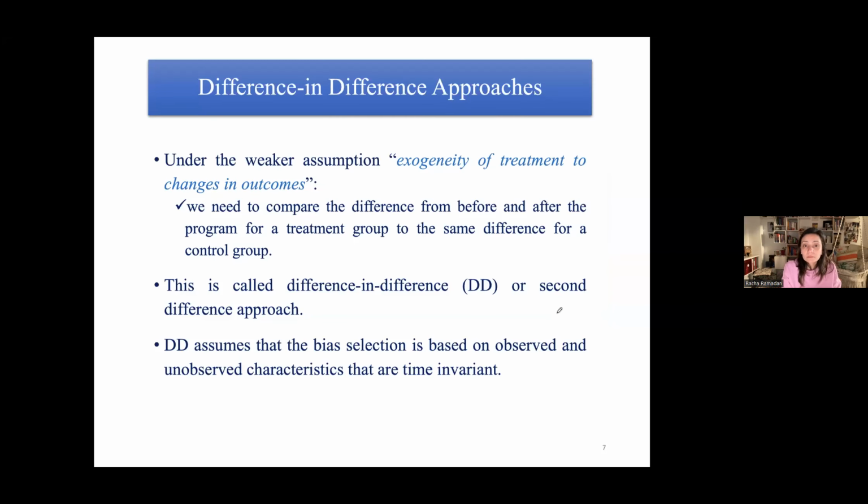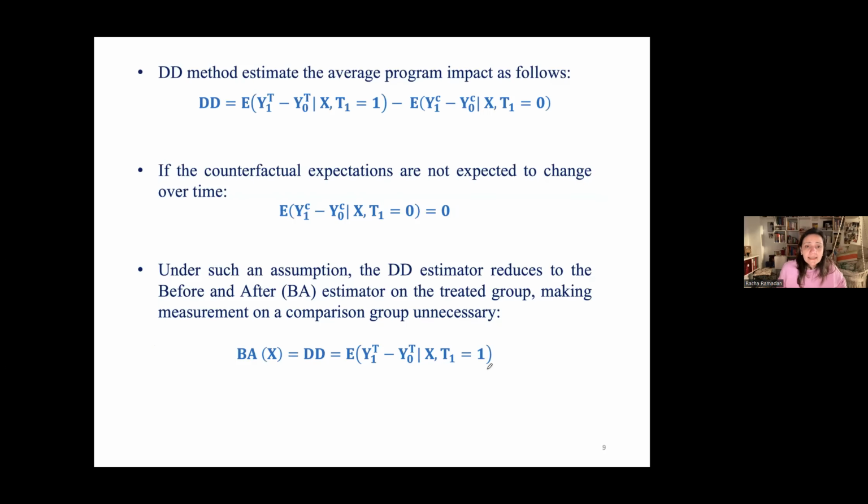Okay, perfect. So this is what we call difference in difference. Again, this technique, the second difference approach, is based on the idea that the selection bias is based on observable characteristics, as we discussed in the PSM, and unobservable characteristics that are time invariant. So we can control for both. However, if there are any unobserved characteristics that change over time, we will not be able to overcome or control for them.